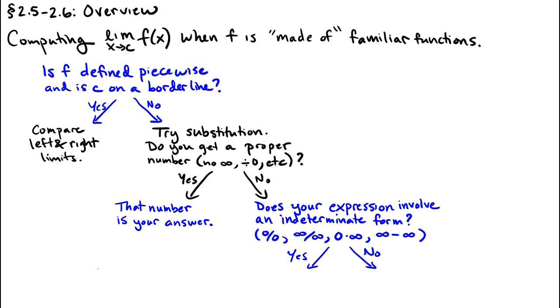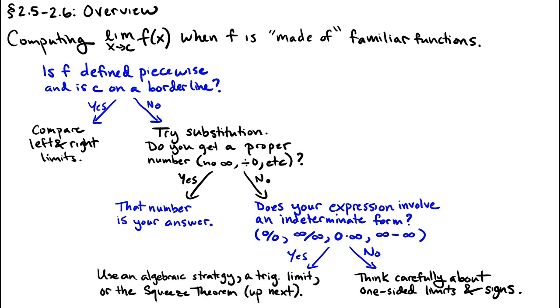If what you got is not a proper number, you still have to consider whether it's an indeterminate form or not. If it's not an indeterminate form, like 1 divided by 0, or infinity divided by 0, or something like that, then you should think carefully about the one-sided limits, if they're growing, if they're shrinking, and about the signs of the two one-sided limits.